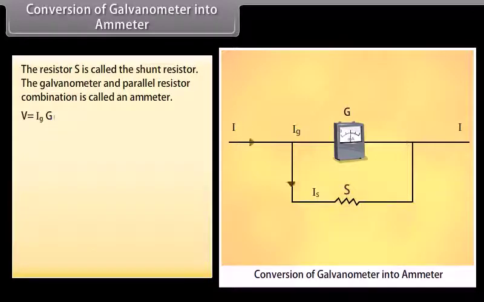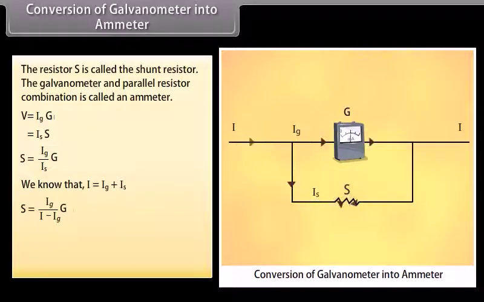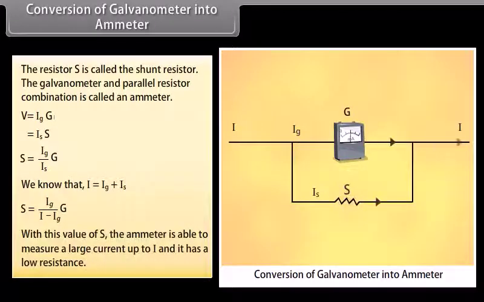V is equal to the product of Ig and G, or V is equal to the product of Is and S. On equating both equations, we get the value of S as Ig upon Is into G. We know that I is equal to Ig plus Is. Hence, the value of S is equal to Ig upon I minus Ig into G. With this value of S, the ammeter is able to measure a large current up to I, and it has a low resistance.